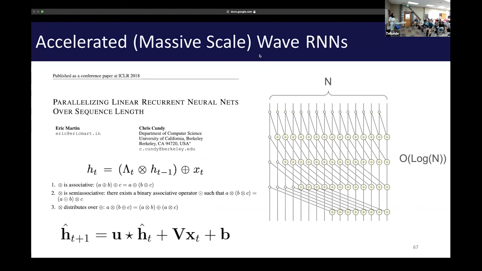The cool thing about all of this is that you can accelerate this a lot. So this was actually the first paper, I would argue, that's doing the thing that makes state space models so powerful. It's from one of my friends, Eric, in 2018. The idea is that if you have an equation that's written like this with two binary operators, where this binary operator is associative, this one is semi-associative, and this one distributes over these two, so abstract algebra, basically one thing that satisfies that is if this is a matrix vector product and this is a matrix vector addition. If that's satisfied, you can run what's called a parallel associative scan algorithm, and that allows you to do this equation over t time steps in log t time.